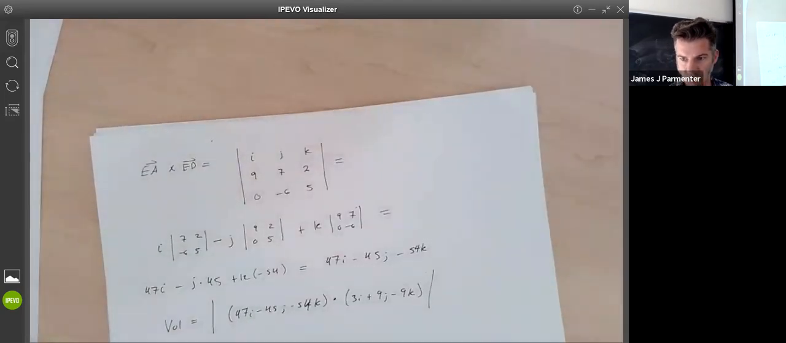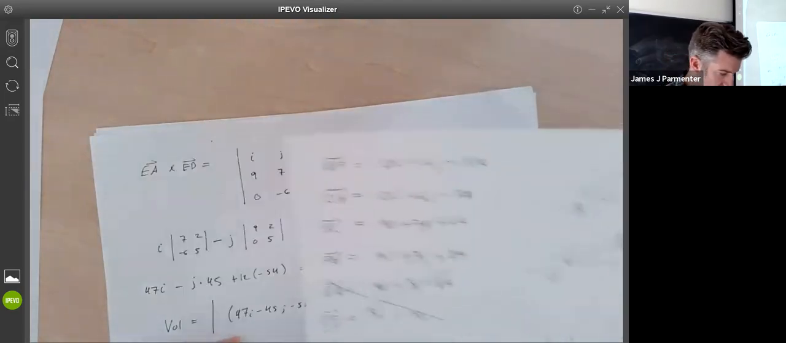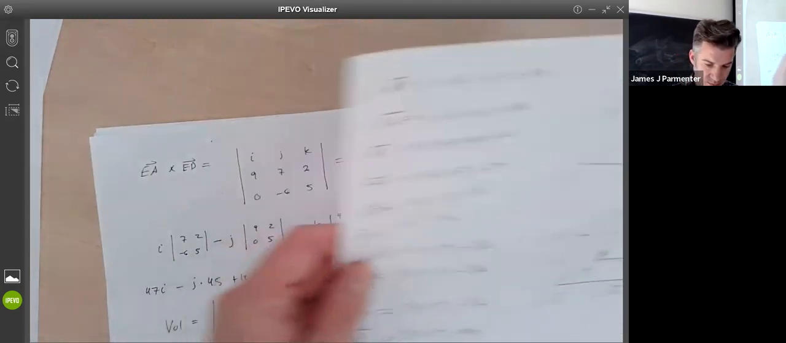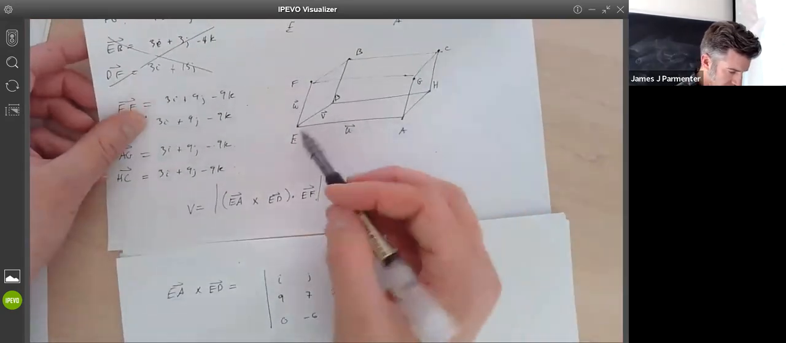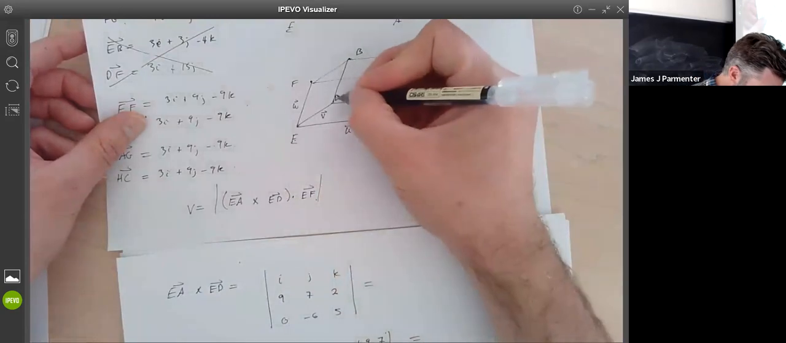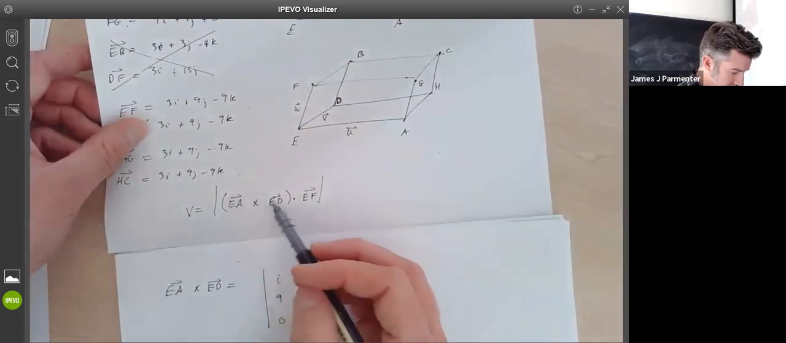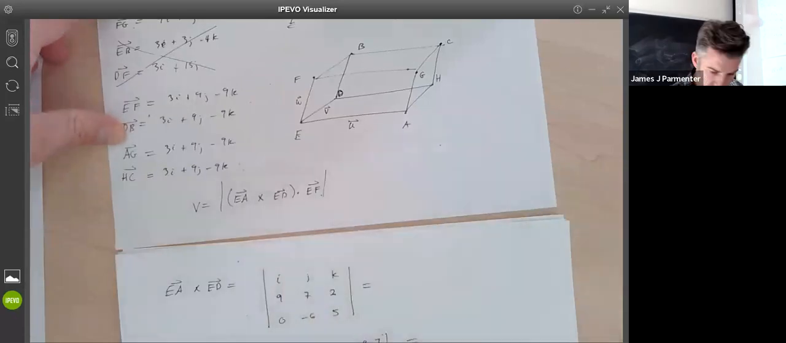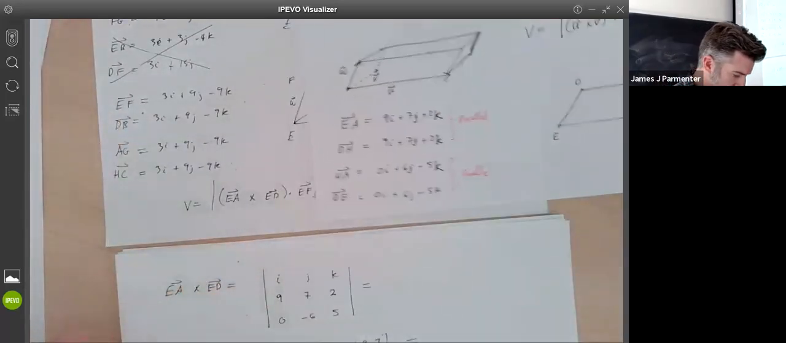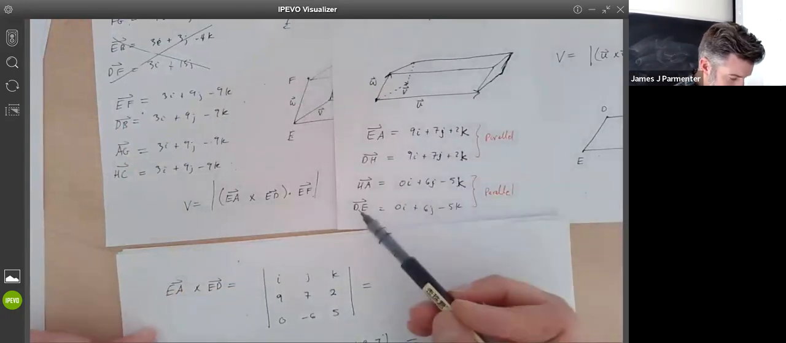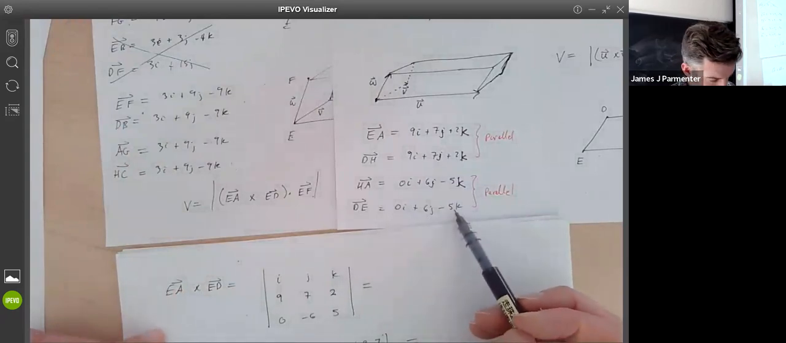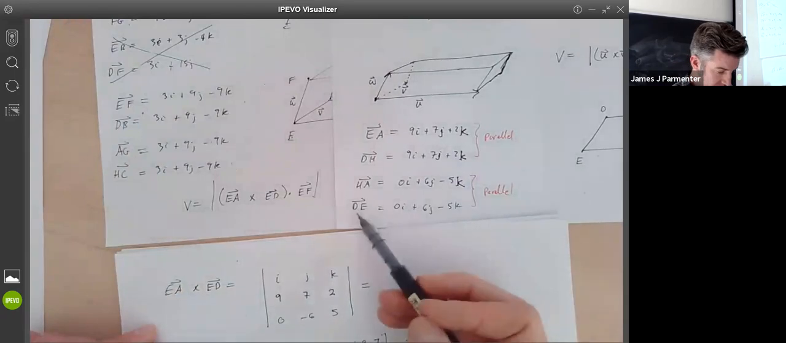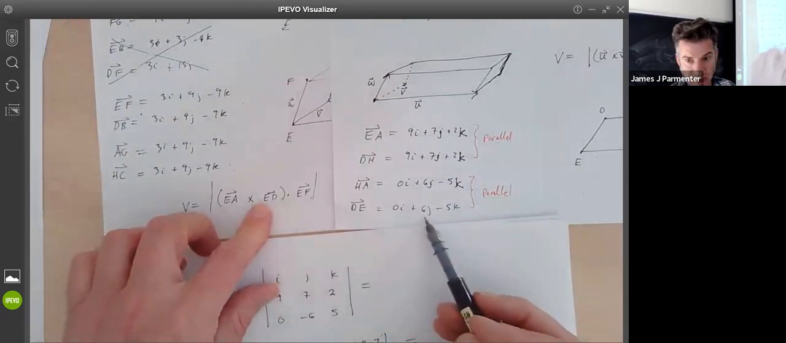Why is it 0, negative 6, 5 when the vector is 6j minus 5k? Oh, so here's why. Good question. When I drew this picture, I drew it in this way, where here's EA, here's EB, here's ED. And so I was doing EA cross ED, but on the previous page I had calculated EA and DE. So DE is the vector 0i plus 6j minus 5k, and the opposite direction vector ED is 0i minus 6j plus 5k.